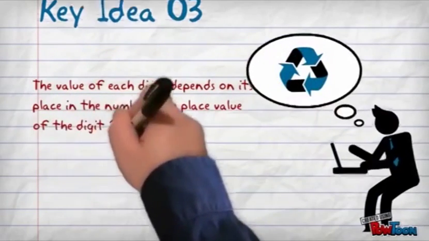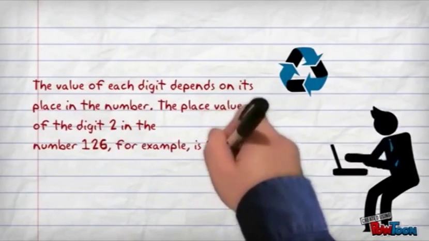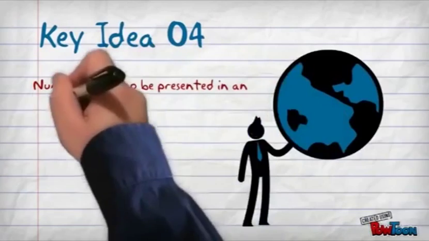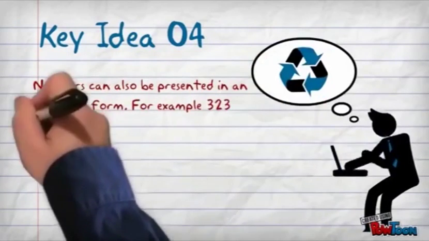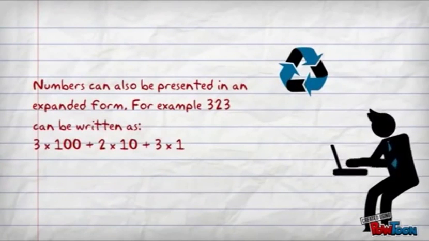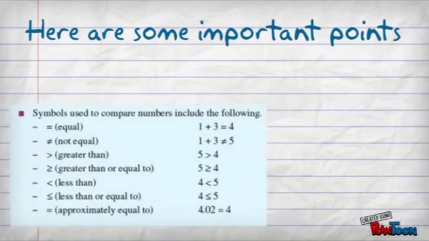The value of each digit depends on its place in the number. The place value of the digit 2 in the number 126, for example, is 20. Numbers can also be presented in an expanded form. For example, 323 can be written as 3 times 100 plus 2 times 10 plus 3 times 1.